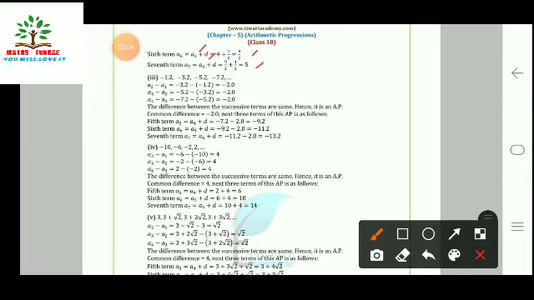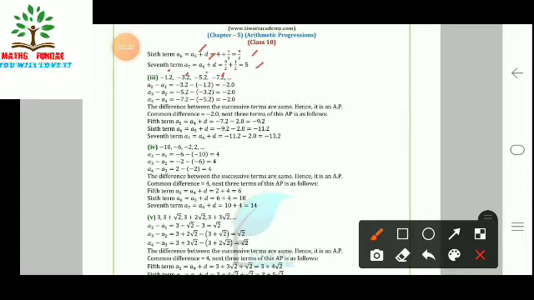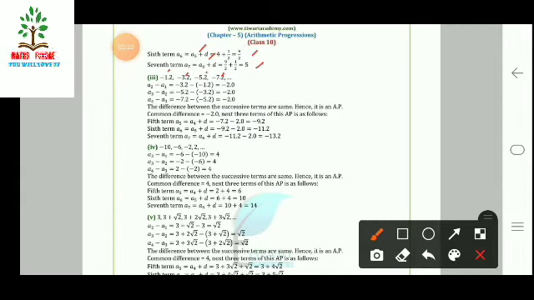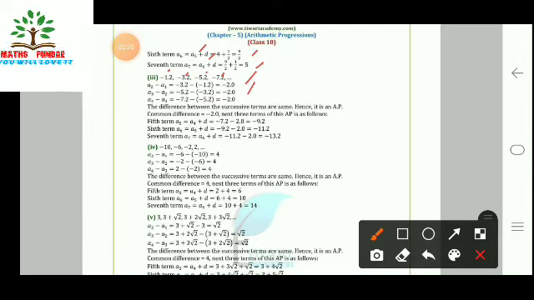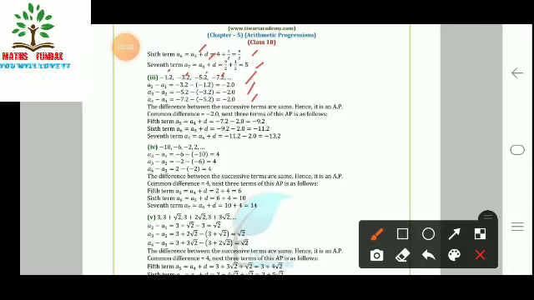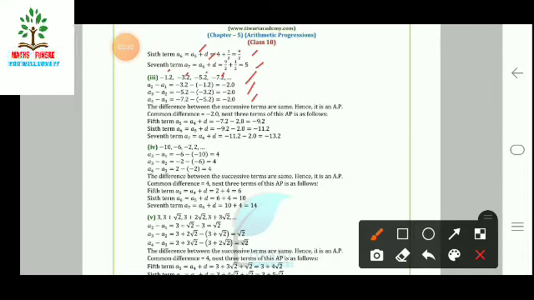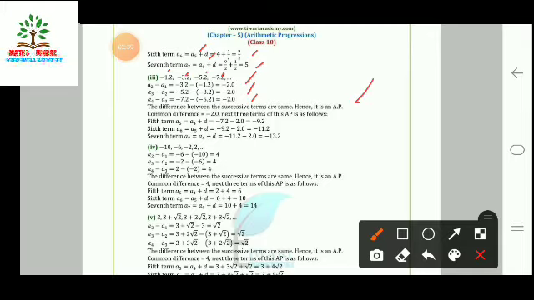Now looking at the third part, minus 1.2, minus 3.2, minus 5.2, minus 7.2. So we have here a2 minus a1 is equal to minus 3.2 minus of minus 1.2, that is plus 1.2, which is equal to minus 2. Then a3 minus a2 is equal to minus 2. Then a4 minus a3 is equal to minus 2. So we can easily see the difference between the successive terms is equal, so it is an AP. Now we have to find the fifth term.